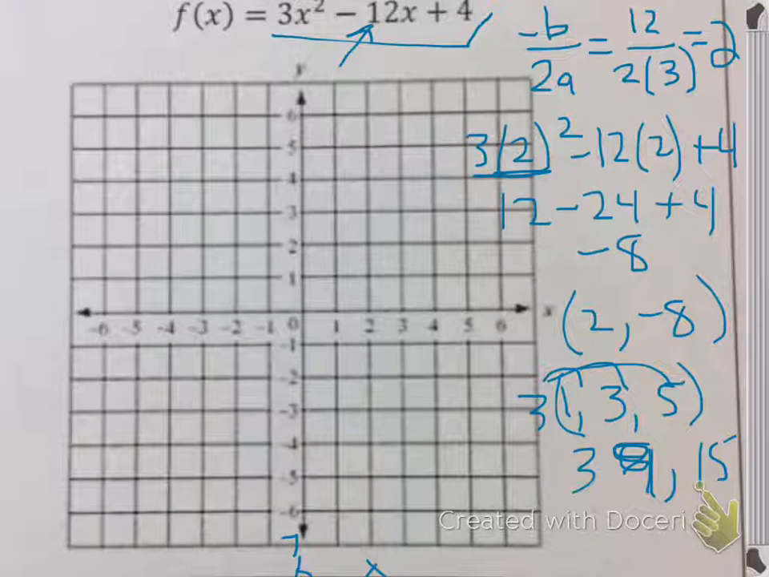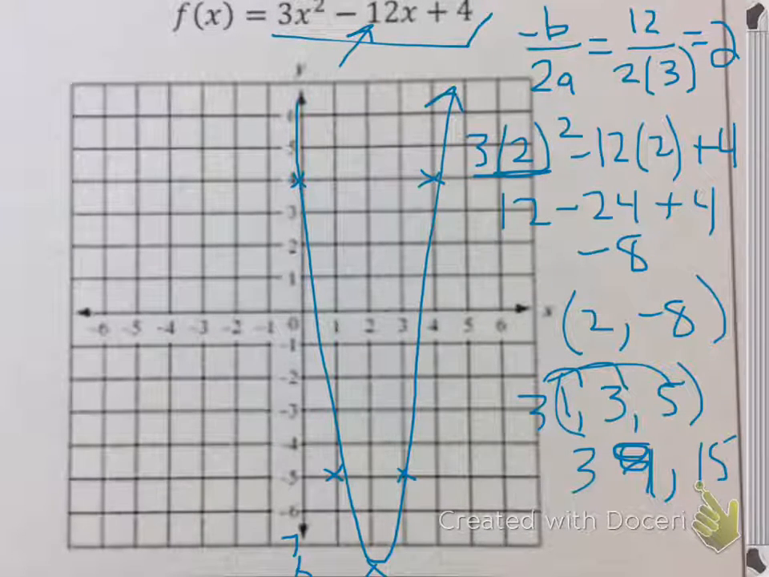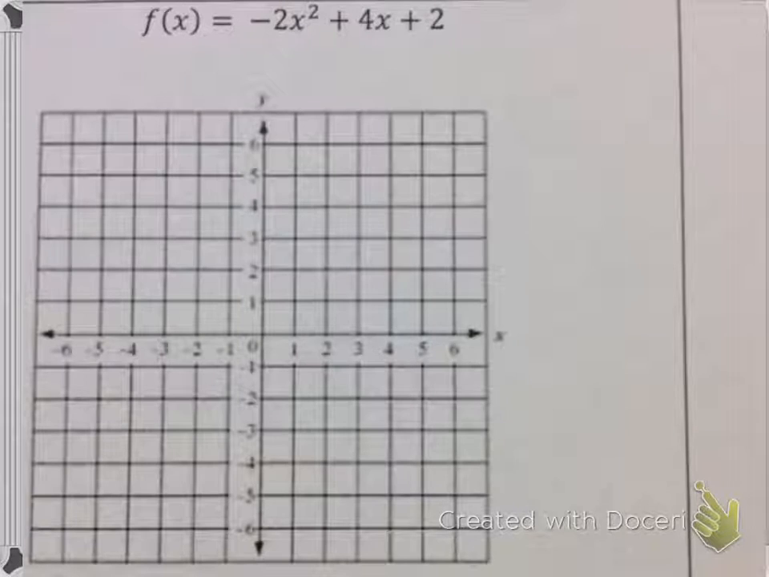So I start here and I go over 1 and up 3 in both directions. From there I go over 1 up 9. 1, 2, 3, 4, 5, 6, 7, 8, 9. So there and there. My graph got quite a bit skinnier when I did that. All right, 2 more examples.